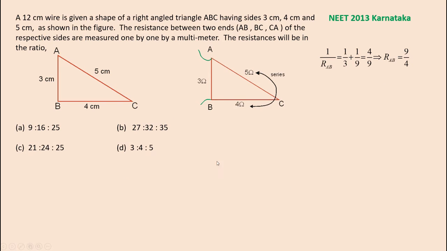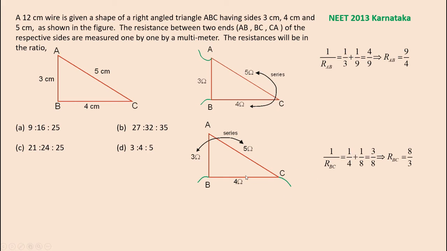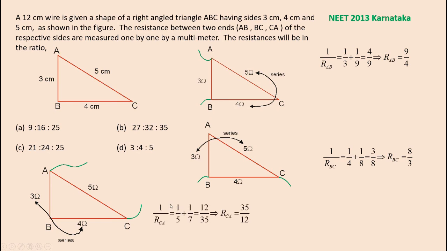Then RBC, in a similar manner: the resistance measured between B and C, these two will be in series, say 8 ohm. That will be in parallel with 4 ohm. So 1 by RBC is 1 by 4 plus 1 by 8, which is equal to 3 by 8. So RBC is 8 by 3. Similarly, between A and C, these two will be in series, 7, and 5 in parallel. So 1 by RCA is 1 by 5 plus 1 by 7, which will be 12 by 35. So RCA will be 35 by 12.